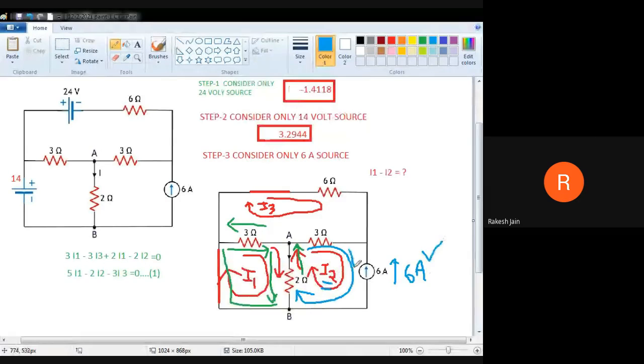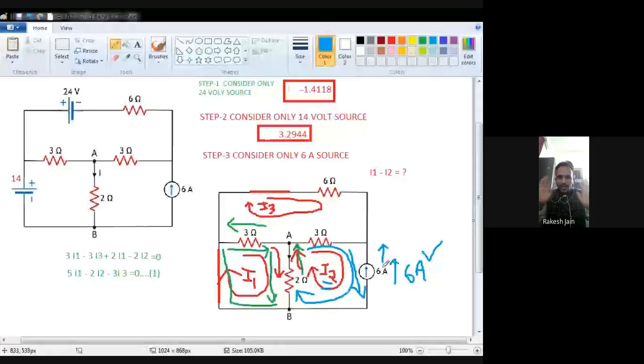I also want to remove this source, and short circuit only, and now I want to find out the current through this 2 ohm resistance. So now see this one very carefully. This question is totally changed, because now in this case the current source is considered. With the help of mesh analysis we can find out. So see, there are three meshes.